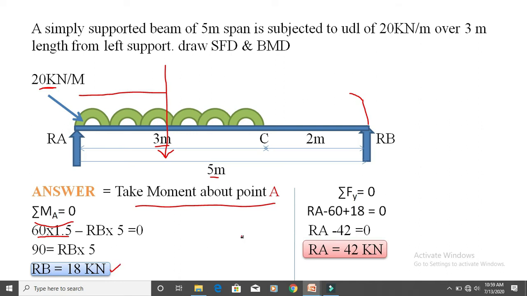Then second is summation Fy. Summation Fy is equal to 0, means consider all the vertical forces. Here RA which is going in upward direction, so consider plus RA. Then this point load, 60 kilonewton, already we converted UDL into point load. This point load is going in downward direction, so minus 60, and RB which is going in upward direction, so plus 18 is equal to 0. So after calculating, we got RA equal to 42 kilonewton.